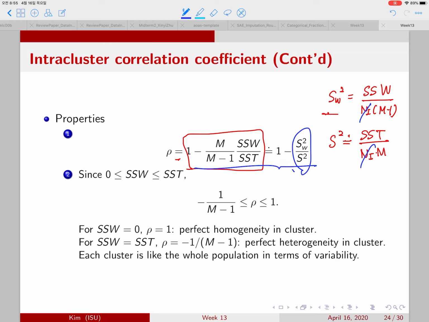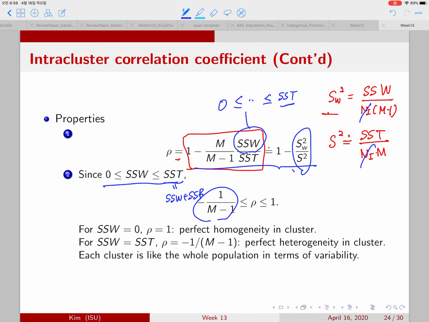Also, SST is SSW plus SSB, and SSB is always positive, not negative. So you end up getting this inequality. That means the lower bound is 0 and the upper bound is SST. So that means if SS within is equal to SST, then you obtain this one.